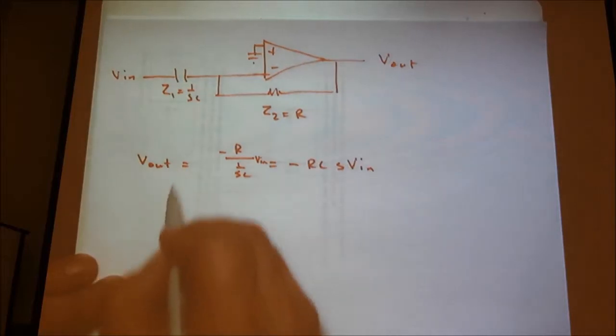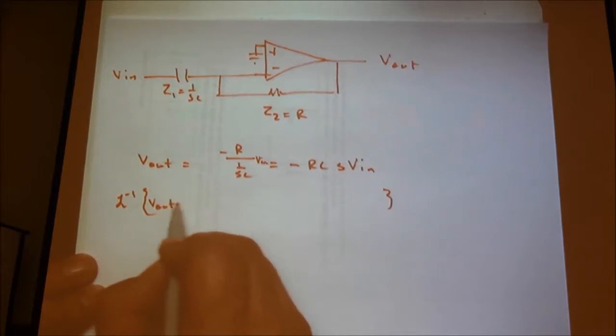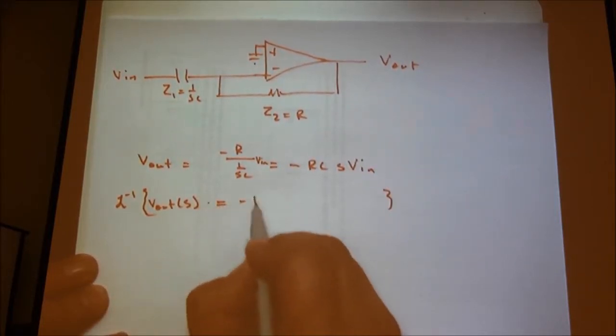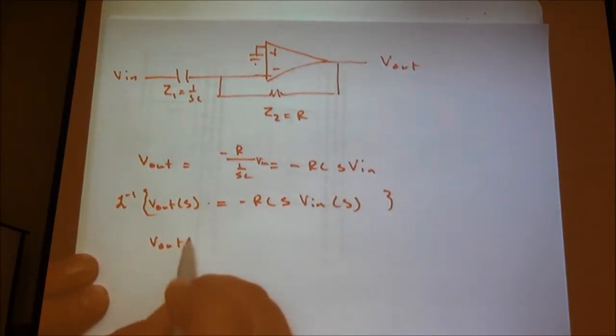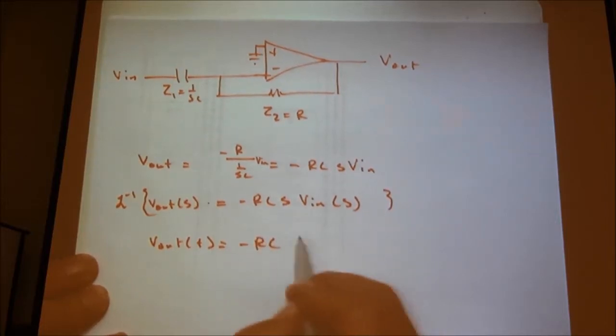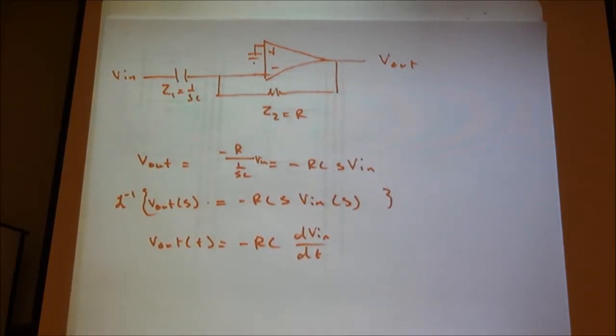V in, take the inverse Laplace of that. So again, these are functions of S, and sure enough, V out of t, like we just said a moment ago, is dV in by dt. So when we take the inverse Laplace transform of S times V in of S, we get the derivative. So everything that we did for the past 3 weeks or so, we can do all in the Laplace domain.